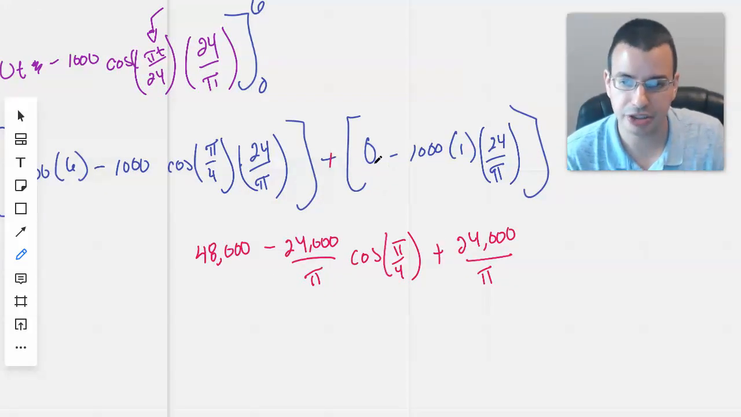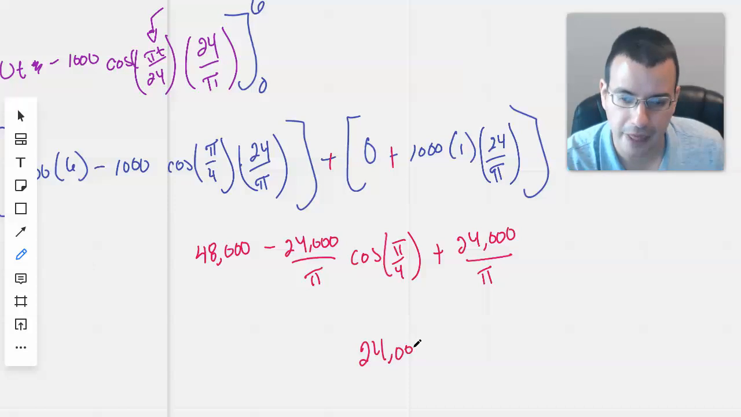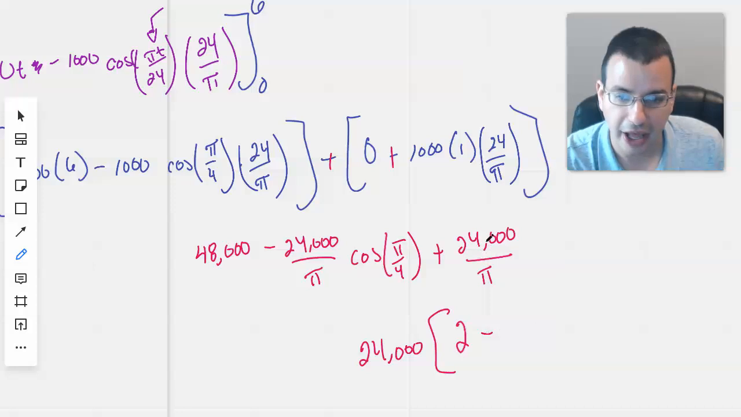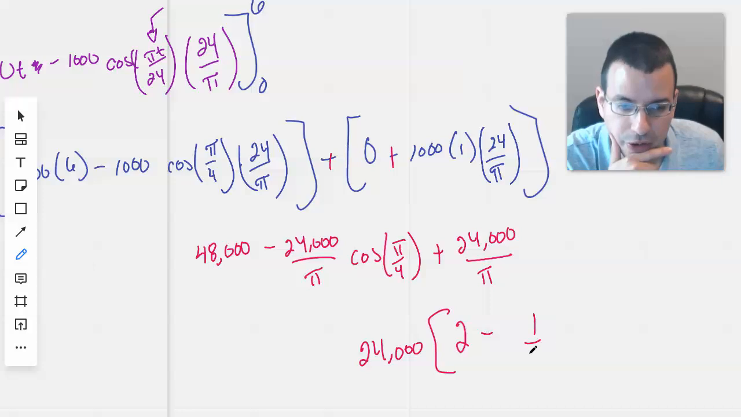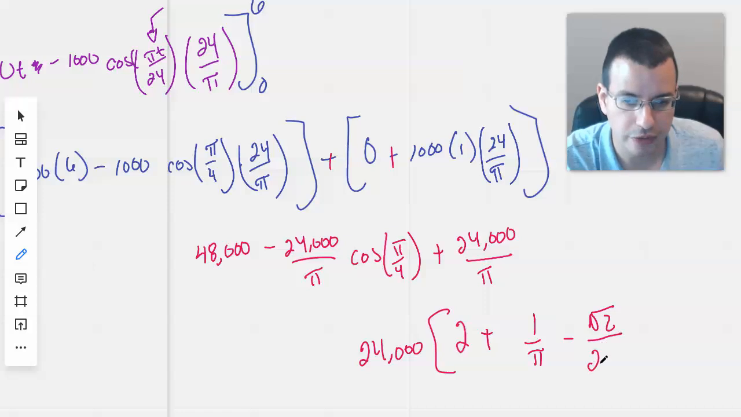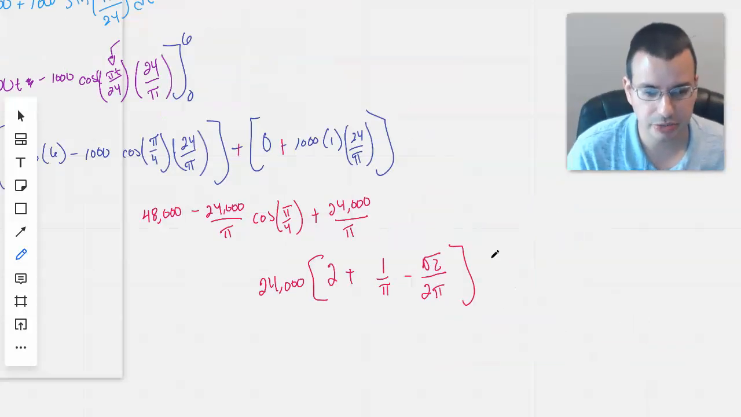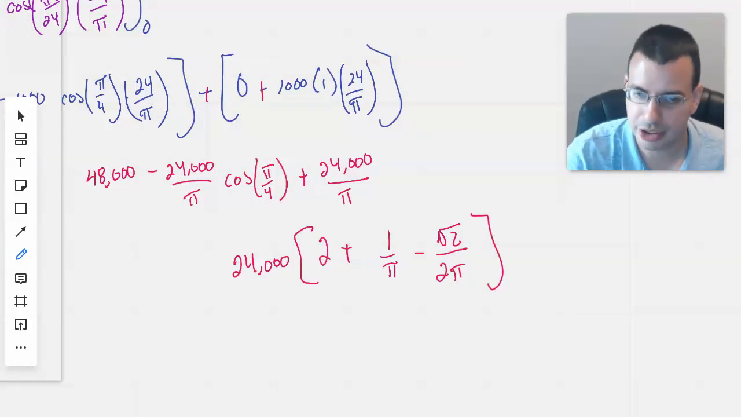That should actually be a plus. So we do 48. Actually, I'm going to do it this way. Maybe. So we have 24,000 times the quantity 2 plus 1 over pi minus square root of 2 over 2 pi. Maybe I'm getting too adventurous here with my simplification. Maybe I should let the calculator do the work, but we shall see.